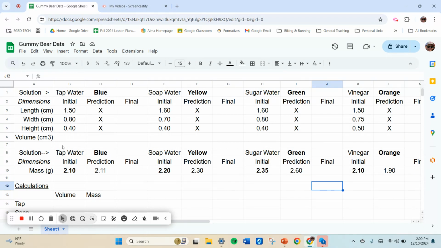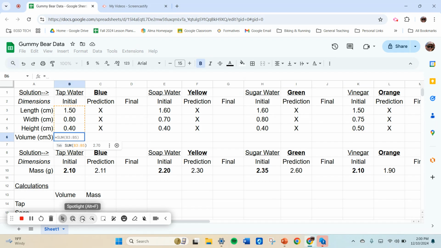So normally what you would do to find the volume is you would multiply length times width times height. And you would use your handy-dandy calculator to do that. Don't do that. Let the Google machine do it for you. You're going to use something called a formula. In this box, the volume box, I am going to type the following. Equals.